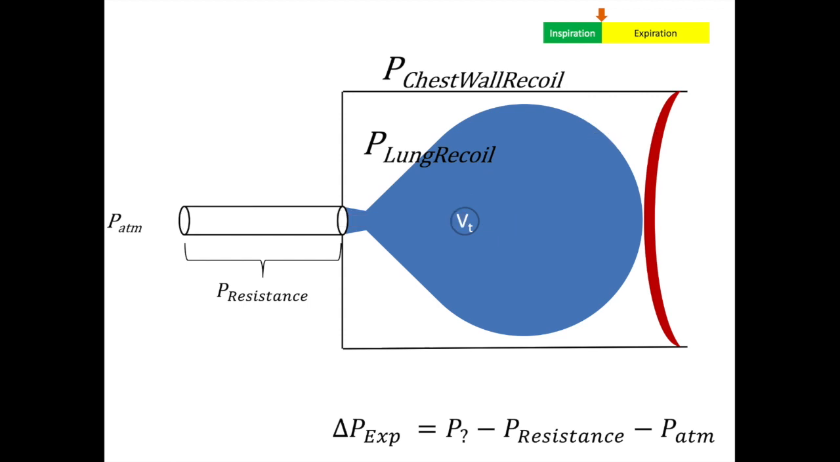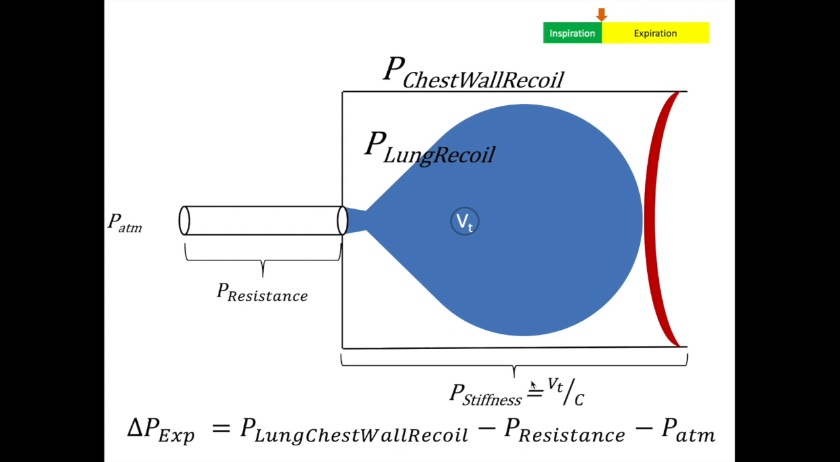Just as before, we can simplify all this and take away all the intermediate pressures and just say that the expiratory pressure gradient is created by the lung and chest wall recoil pressure minus the resistance pressure from flowing through the airway and the atmospheric pressure. But lung and chest wall recoil is the same thing as the stiffness pressure, that volume over compliance. So to get this tidal volume into the lungs, the diaphragm had to create enough pressure to overcome the stiffness, right? So that was the pressure of stiffness. And that stiffness pressure is created by the lung recoil and the chest wall recoil.